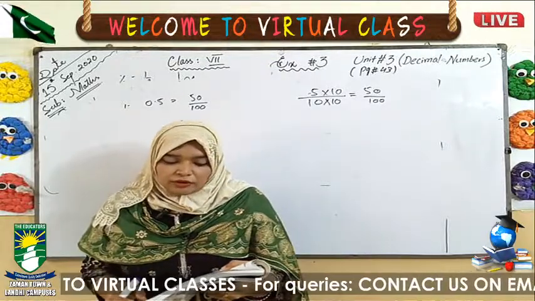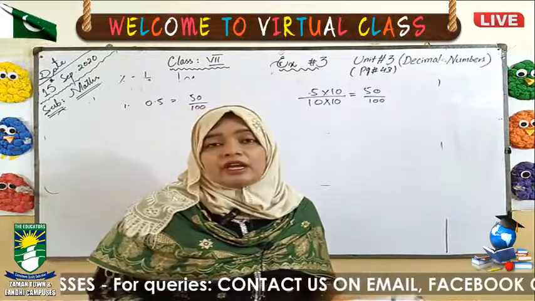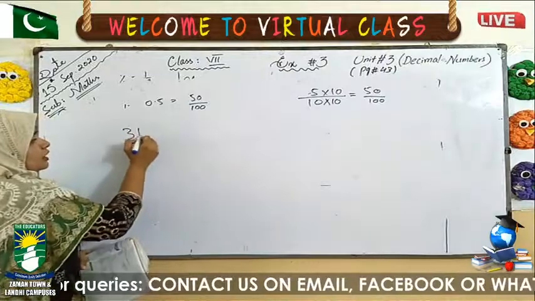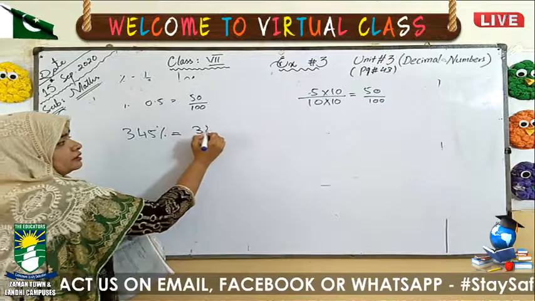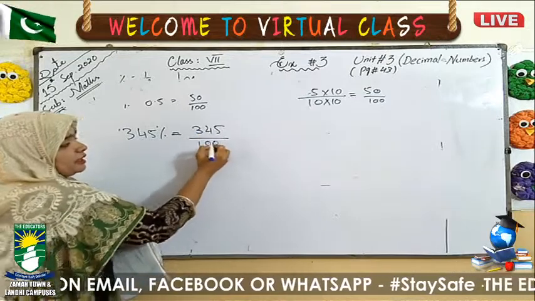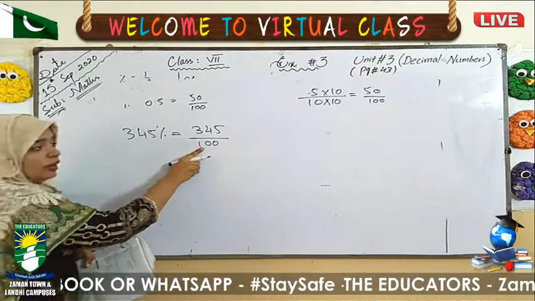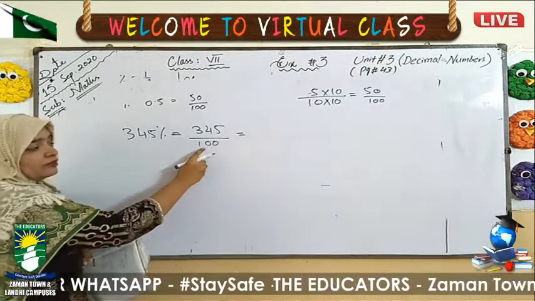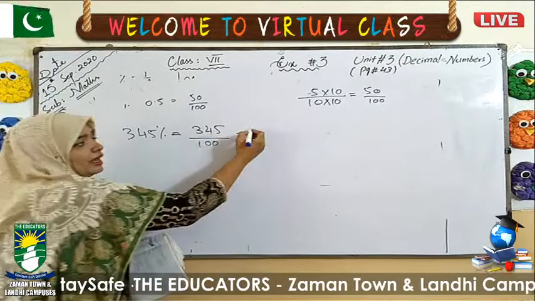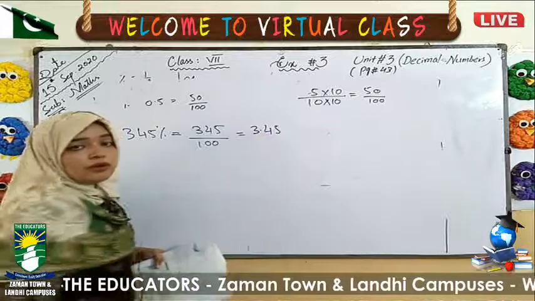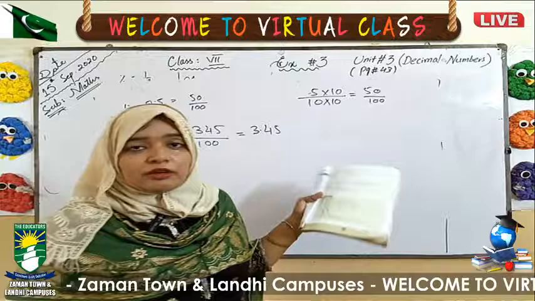Number 3, 345% is equal to 3.45. In the place of percent, we will write 100 in our denominator. Now 345 means decimal: you have to use your decimal after how many numbers? 1, 2. After two numbers we will write our decimal. 3.45. Find out whether your statement is true or false.